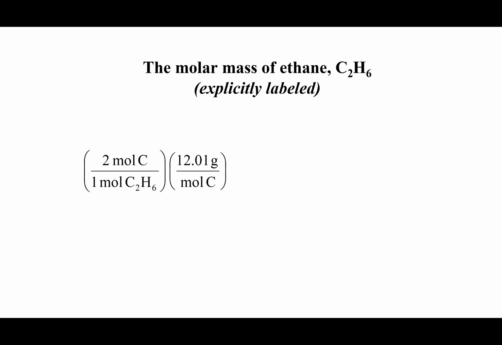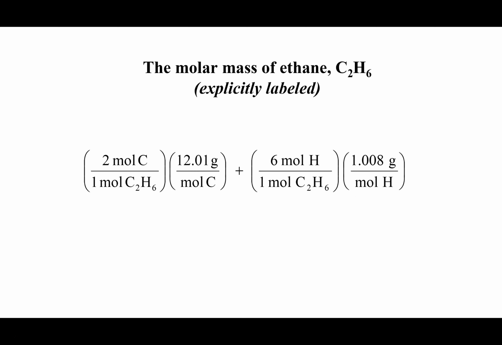But explicitly, if the formula for ethane is C2H6, I need to account for the 2 carbons, and this is how I count for the 2 carbons. For every mole of that compound, I have 2 moles of carbon, and I know from the periodic table that carbon has a molar mass of 12.01 grams per 1 mole of carbon. I need to take care of the hydrogen term. I have 6 hydrogens, so 6 moles of hydrogen atoms in 1 mole of the compound. From the periodic table, hydrogen weighs 1.008 grams per 1 mole. I do the math and come up with 30.07.